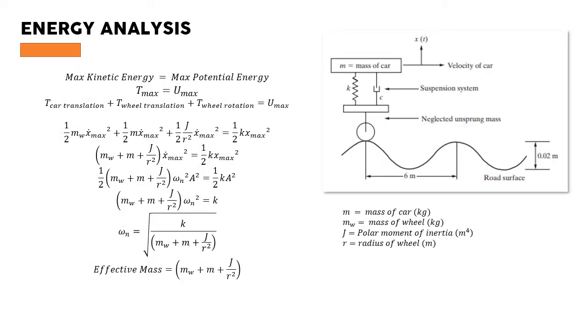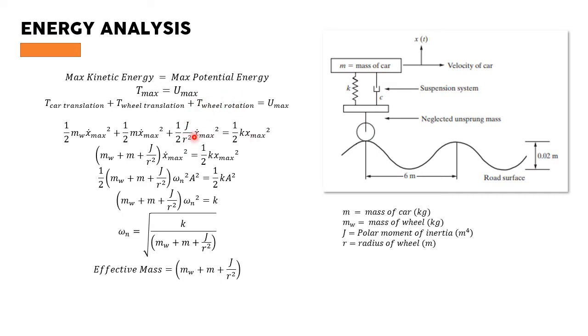As you can see, this is the mathematical modeling of what I just said. First, the energy analysis is applied, in which the principle of energy conservation is applied, and the maximum kinetic energy is kept equal to the maximum potential energy. The maximum kinetic energy includes the kinetic energy of the car, which is translating, the kinetic energy of the wheel, which is also translating, and the kinetic energy of the wheel, which is rotating.